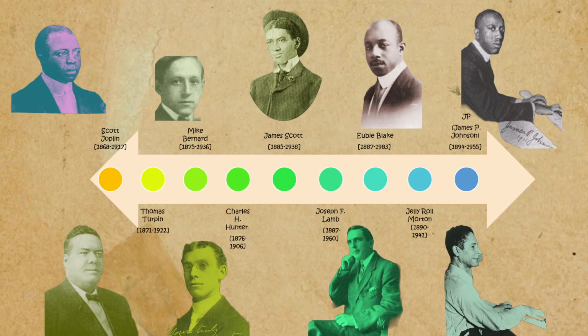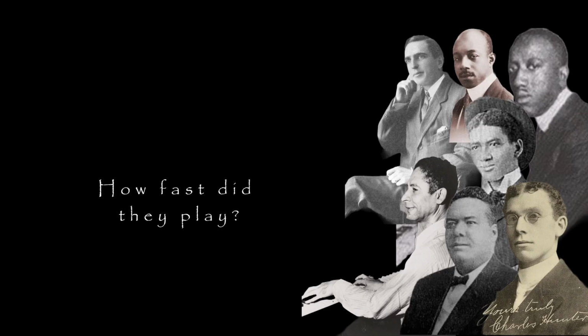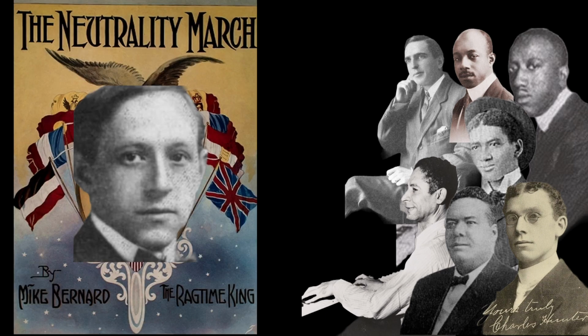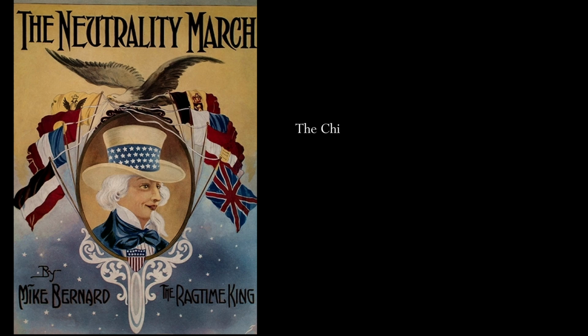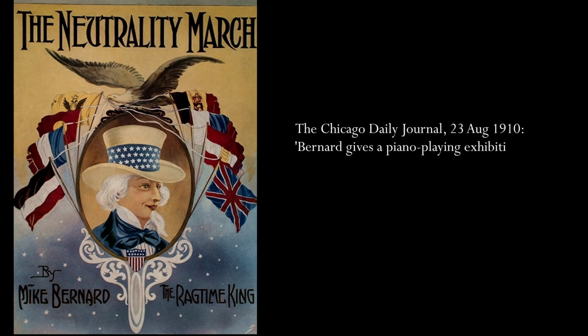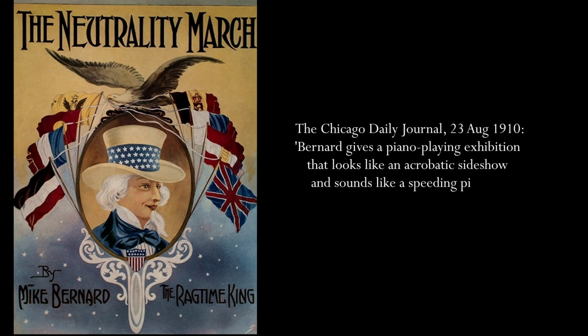But what about the other contemporary ragtime pianists to Joplin? How fast did they play? Well, Mike Bernard, who was crowned by his fans as Ragtime King of the World in 1900, played with quite fluctuating speed. It was said in 1910 in the Chicago Daily Journal, upon hearing him play his Temptation Rag, that he gives a piano-playing exhibition that looks like an acrobatic sideshow and sounds like a speeding pianola.